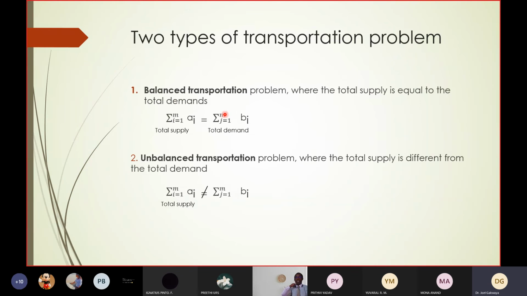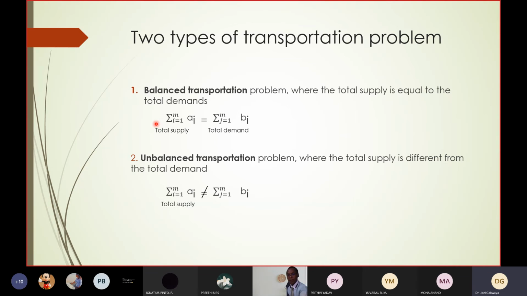So there are two types of transportation problem. Number one is the balanced transportation problem. Number two is the unbalanced transportation problem. The balanced transportation problem says that the total supply, all the things to be shifted, should be equal to the total demand. That is known as balanced.